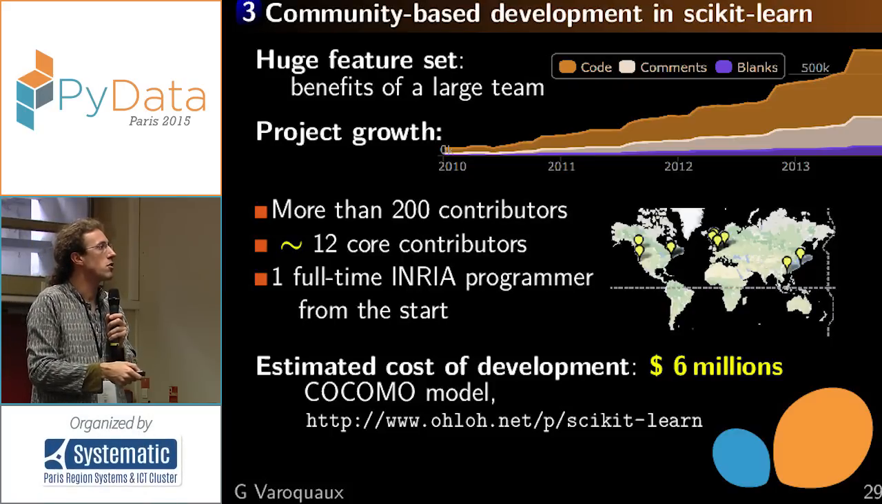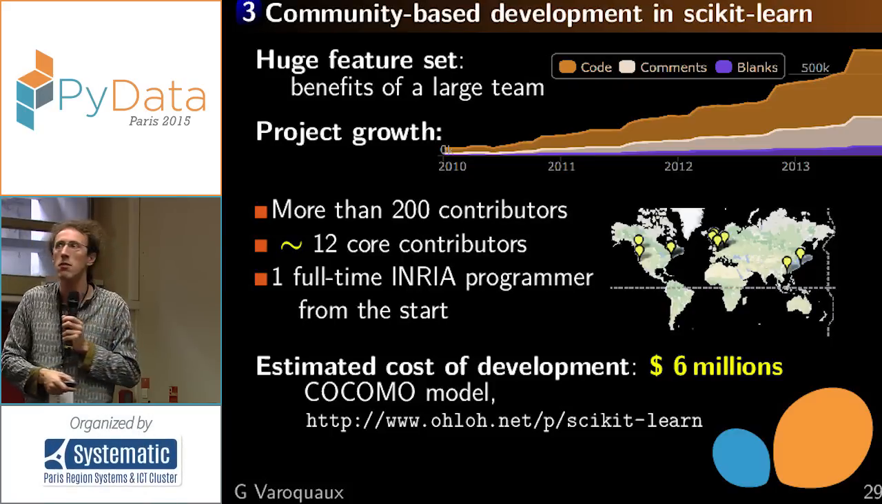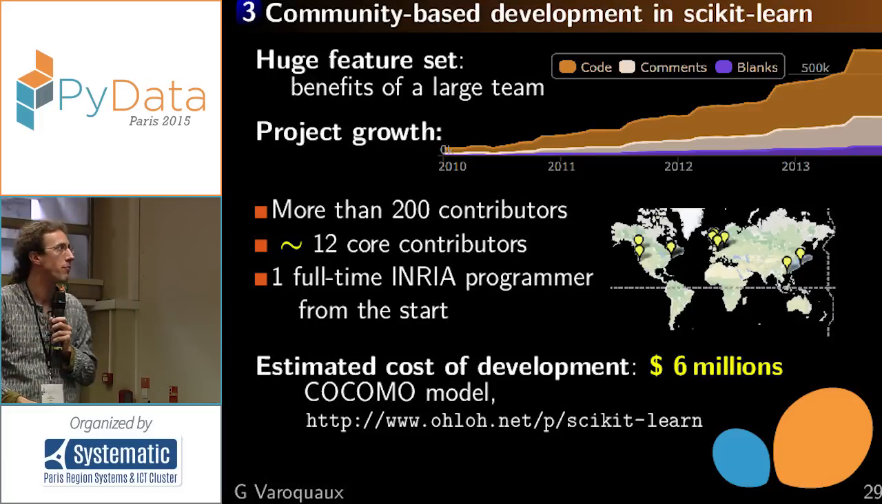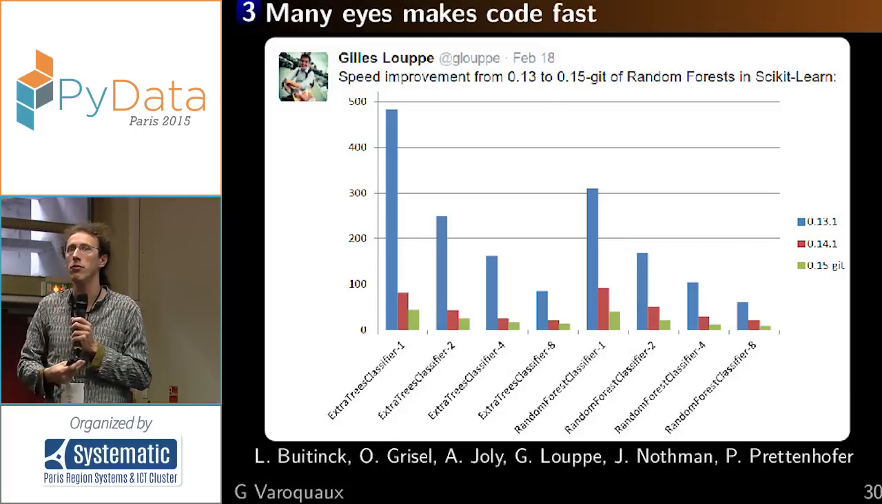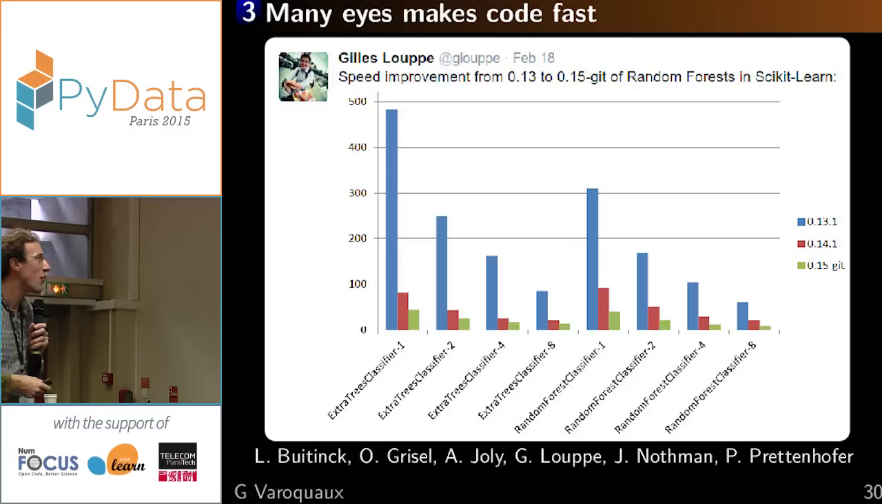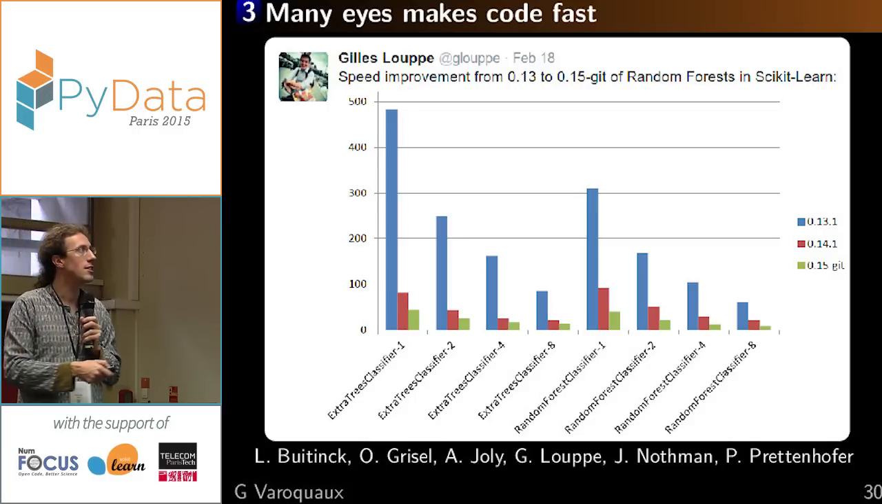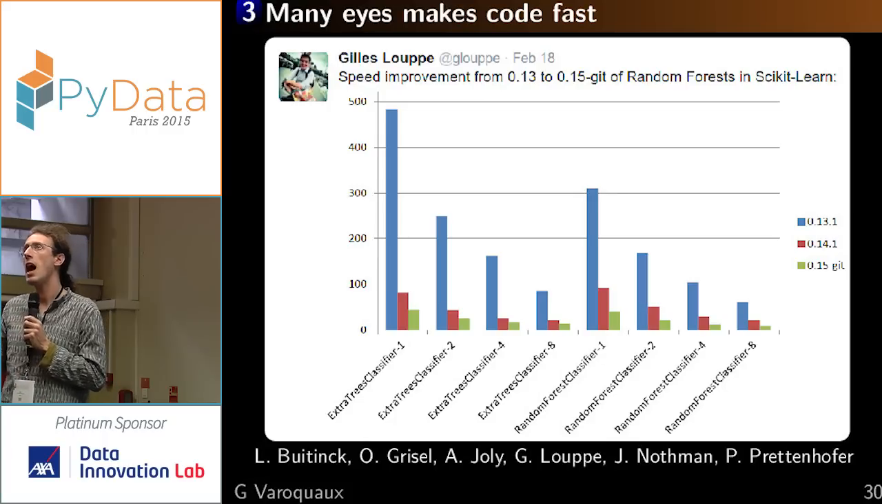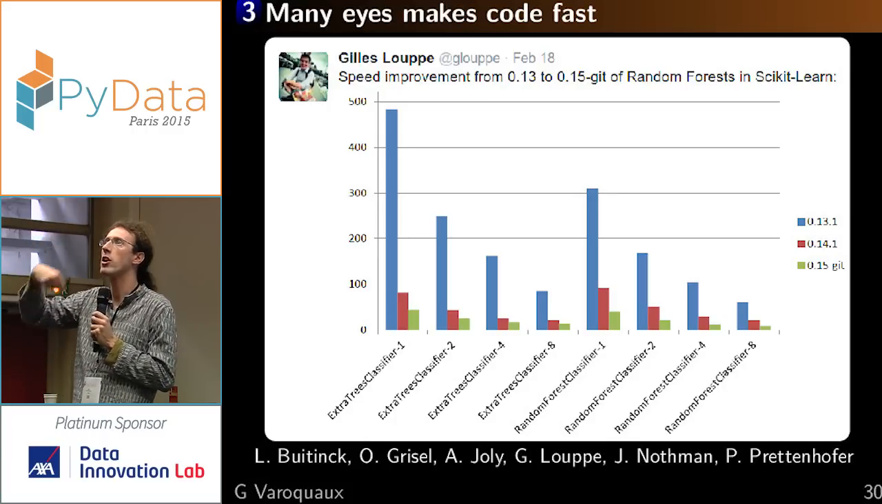So this is an old number too, but the estimated cost of development is in the millions. That's because we've been able to aggregate work from many, many people. One example of what this does is a tweet from Gilles Louppe a year ago. These bars show the speed across the different releases of random forests. These are different kinds of random forests, and they've gotten much, much faster. This has happened because people have just worked on them again and again and again.